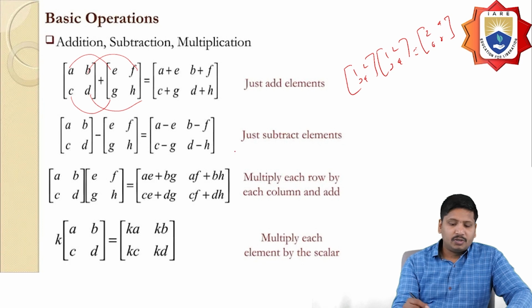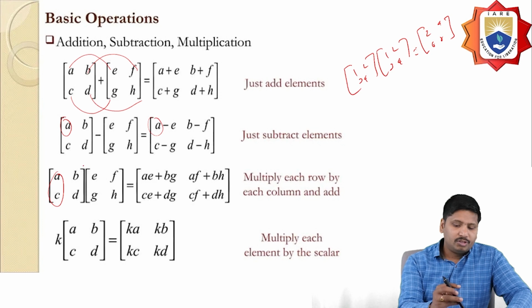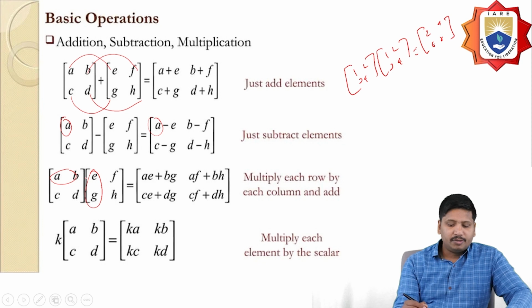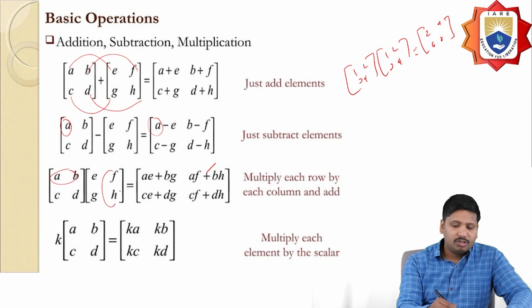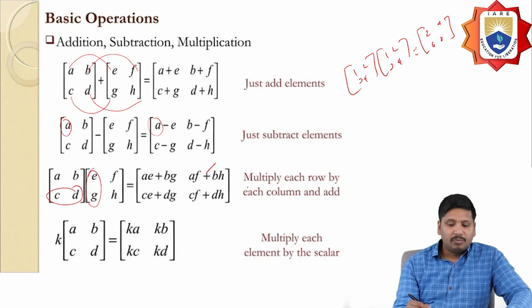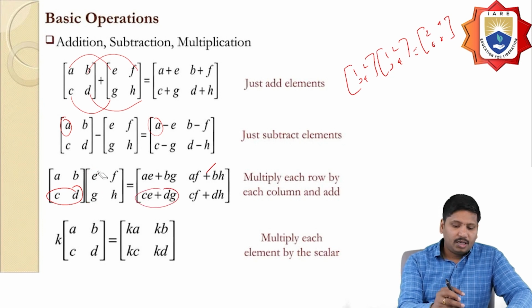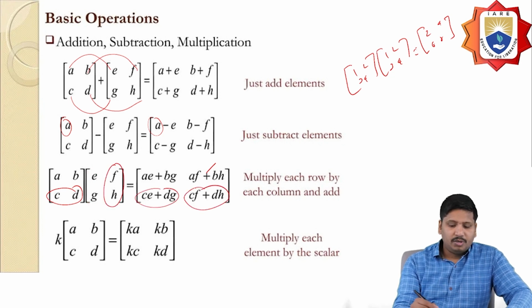Similarly, if I'm going to subtract, I can subtract the corresponding elements of the matrices. And then we can multiply. The row of the first matrix should be multiplied with the column of the second matrix, and similarly for the other entries. Again, the row of the first matrix should multiply with the column of the second matrix, and again I have to multiply this.